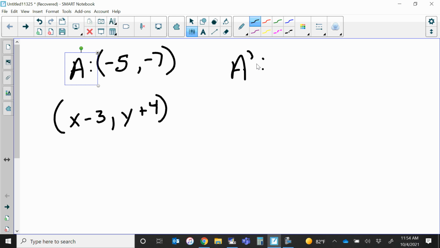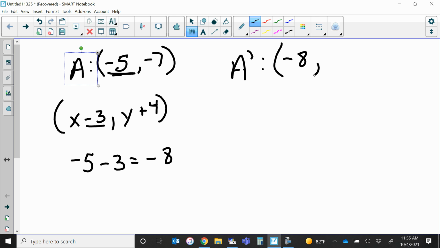All right. So what does this rule mean? What is that rule telling me to do? I'm going to take the X, correct? And what am I going to do to the X? Minus 3, right? So the X for this original is -5. And we're going to subtract 3. And what does that get me for my X coordinate? So X is -8.